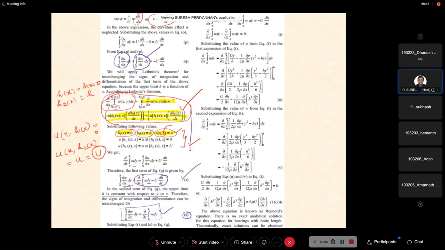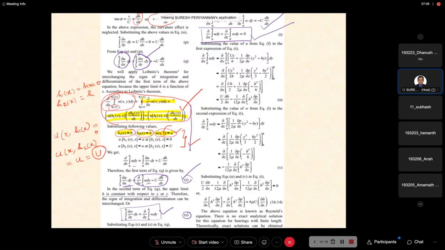Then substitute R and S in the equation Q. Finally we are going to get this equation. Now this is our final equation. Simplify this equation. Then this is dou by dou x of the integral 0 to h of u dy plus dou by dou z of the integral 0 to h of w dy.